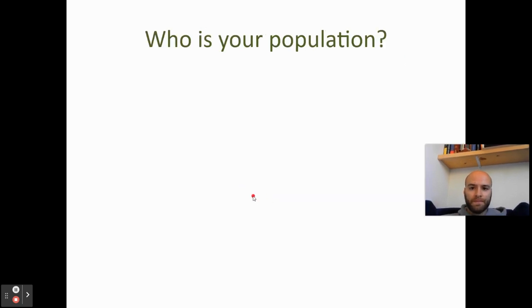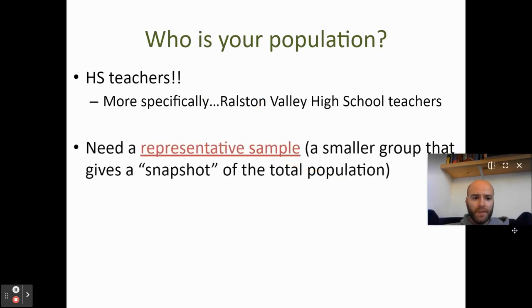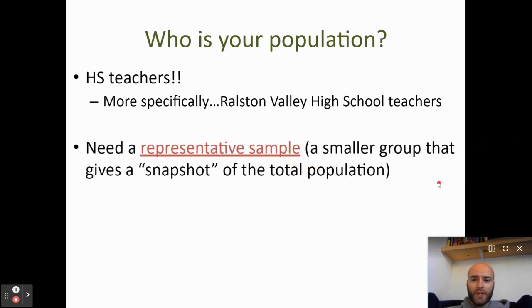So as we move on, we have to determine who our population is, which we've done. That's high school teachers, right? To be more specific, we're talking about Ralston Valley high school teachers here as our population. But for this experiment to work and to show cause and effect, we need a representative sample, a smaller group that gives a snapshot of the total population. So usually you're not going to be able to take everyone in your population and put them through an experiment. So that's why we need a representative sample.